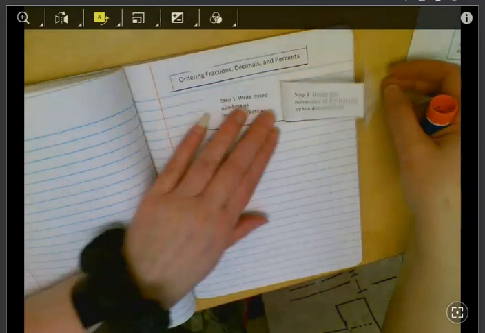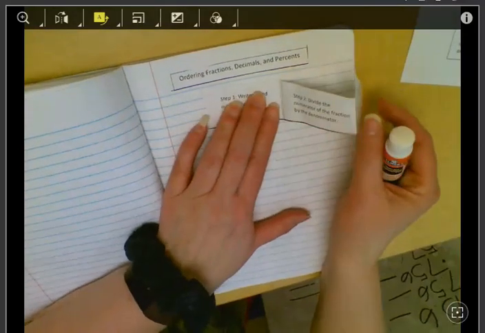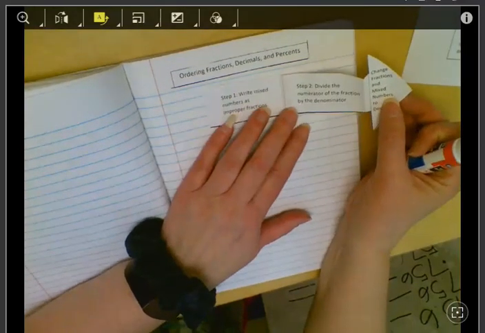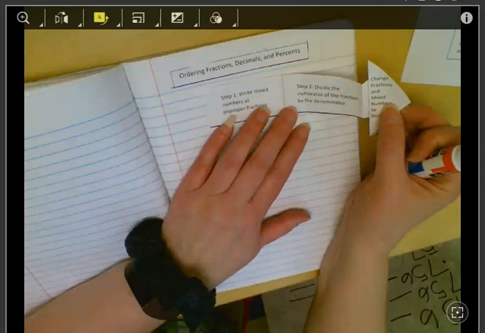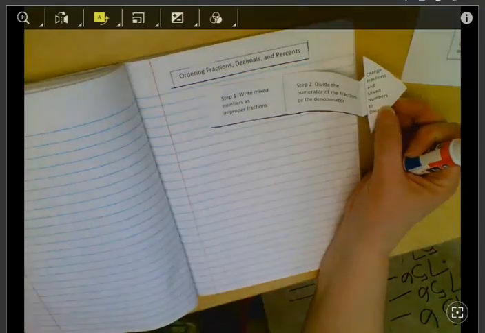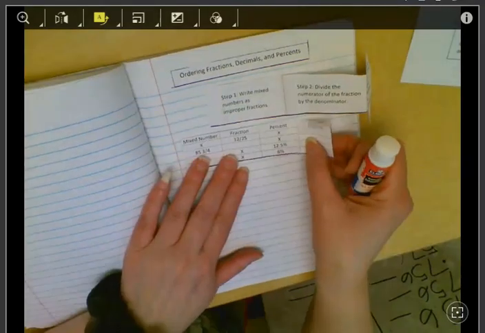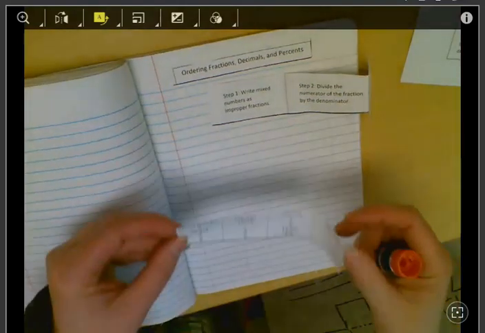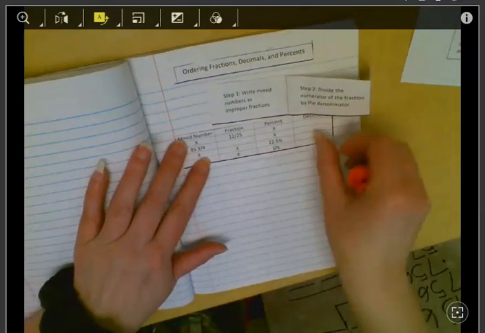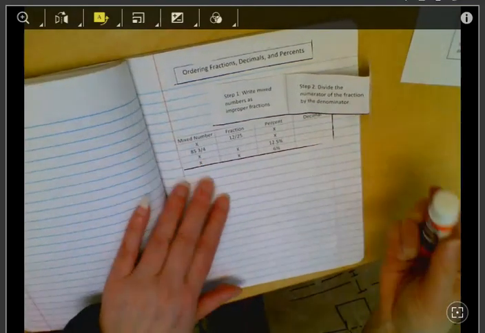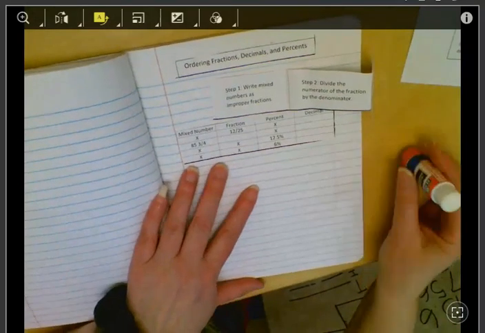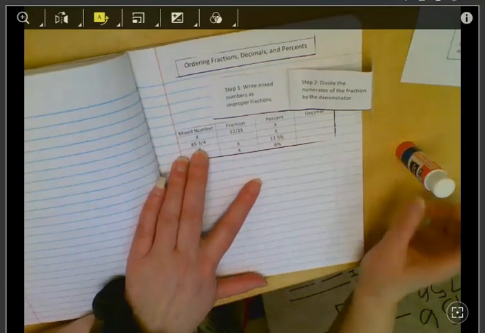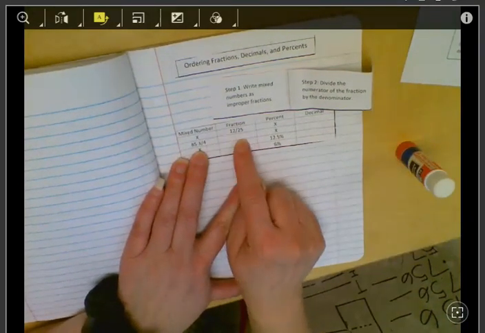And basically it says, write the mixed numbers as improper fractions, divide the numerator of the fraction by the denominator, and then change the fraction and mixed numbers to decimals. So then our mixed number one is going to be the one that goes here first. So our mixed number has to be an improper fraction.